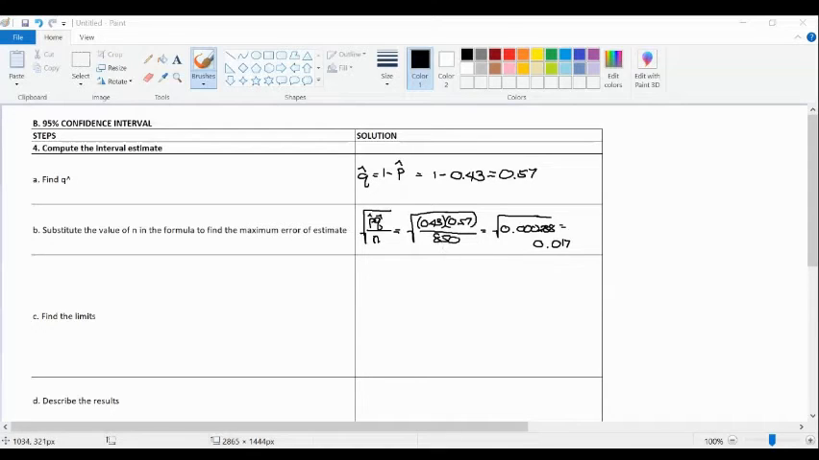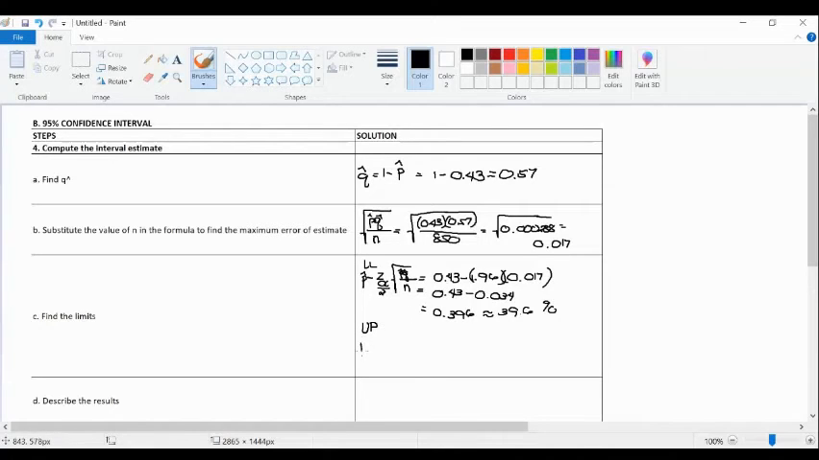Next step, we're going to find the limits. First, we're going to find the lower limit. The formula for that is p hat minus z sub alpha over 2 times the square root of p hat multiplied by q hat over n. If we substitute this, that will be 0.43 minus 1.96 multiplied by 0.017. So that will be 0.43 minus 0.034. It will give us an answer of 0.396, or 39.6%. So this is your lower limit.